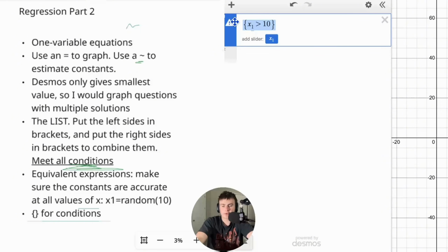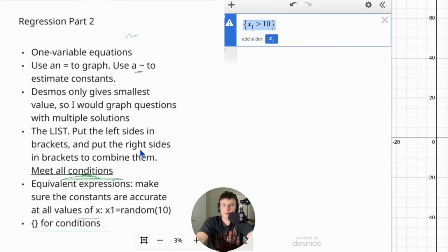And then it'll be like, okay, Desmos, only use the numbers that are bigger than 10. That is all you have to know for regression part 2.